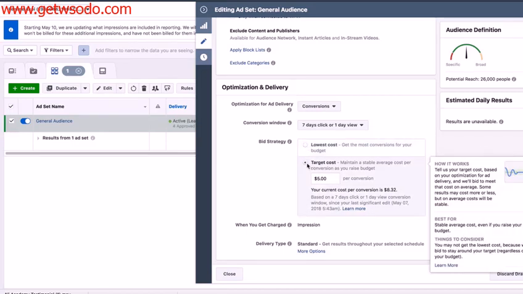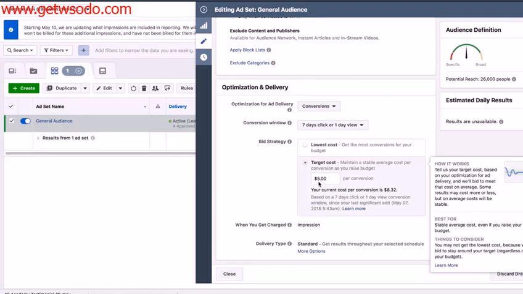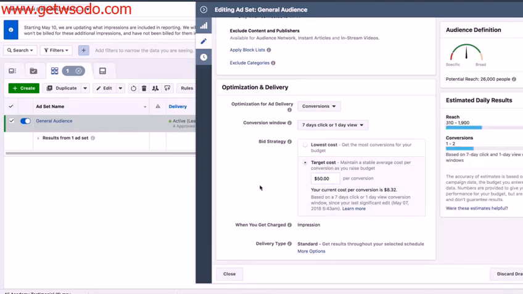Now with target cost, this is where you essentially can tell Facebook, hey, I want to have an average cost of this amount. And as long as you're bidding within this range, then I'm happy for you to bid that amount to go after those clients or those leads or those prospects. Now you might be thinking to yourself, well, that doesn't make sense. I don't want to tell Facebook, for example, if you said here a bid of $50, I don't want to spend $50 on a lead.